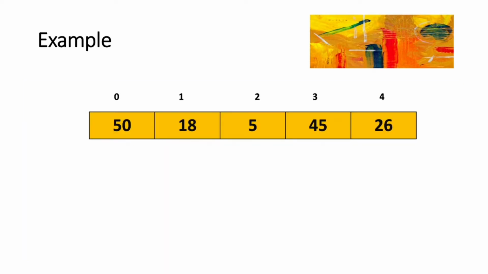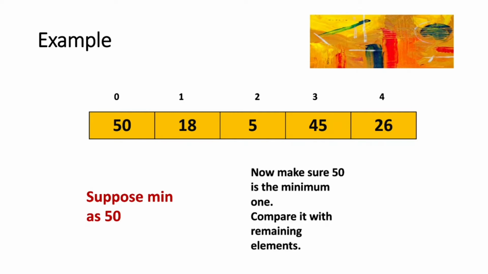Here I have taken a list of 5 elements. I have indexed it from 0 to 4, just as we do the indexing in our list. So the first element is at the 0th index. Now selection sort says that please select one element. So here I am selecting the first element of my list as the minimum element. I have supposed that the element 50 is the minimum one. Now my task is to make sure that 50, the element that I have selected, is the minimum one.